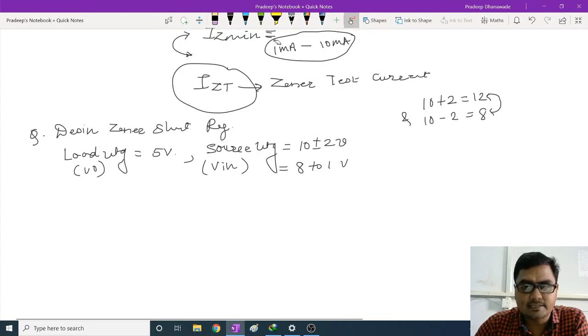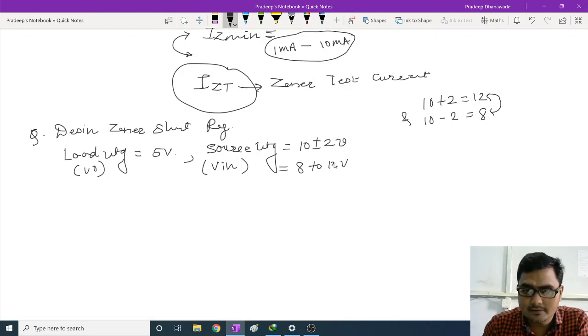Let me correct it. Let me write 12. Yes, it is 12 volt. So this 8 is V in minimum. Let me write it here. It is V in minimum. And what about this 12? It is V in maximum.